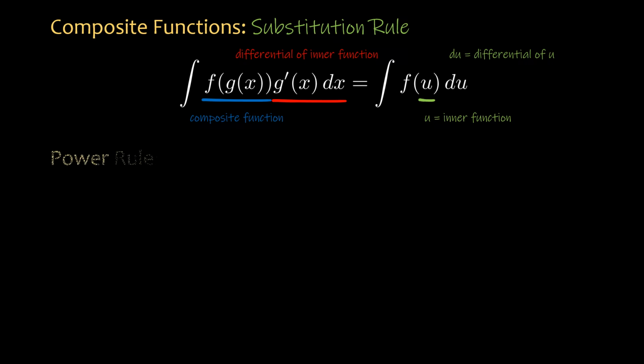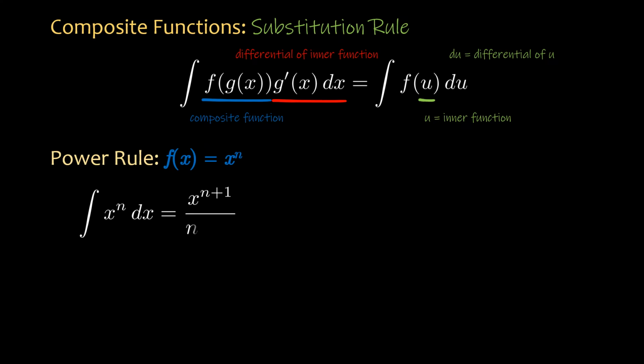The power rule for a variable x raised to a real number n is x raised to n plus 1 all over n plus 1, plus c. Example: the integral of x squared dx is equal to 1/3 of x cubed, then plus c.